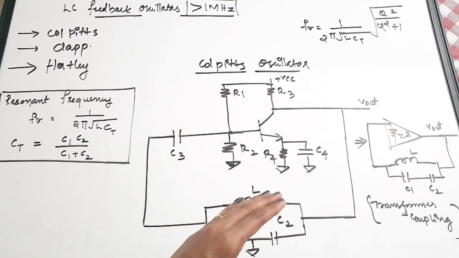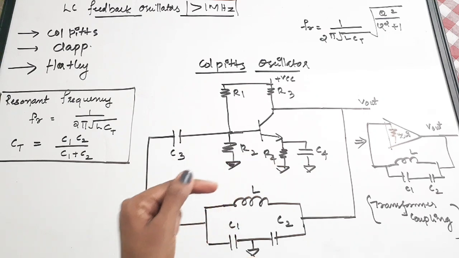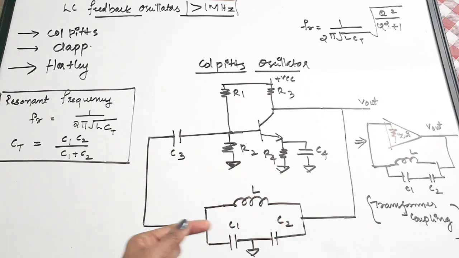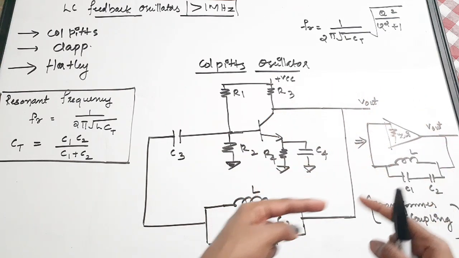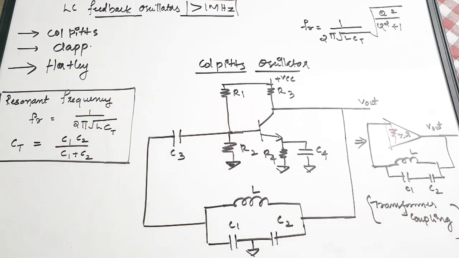Now this is the feedback unit, or the feedback circuit, which consists of L and a series combination of C1 and C2. Then it is connected to the output. Okay, so it is actually taken from the output and fed to the input. So this is a very simple Colpitts oscillator.